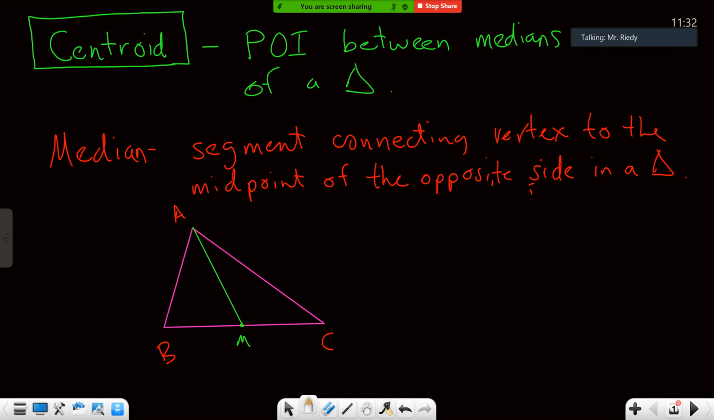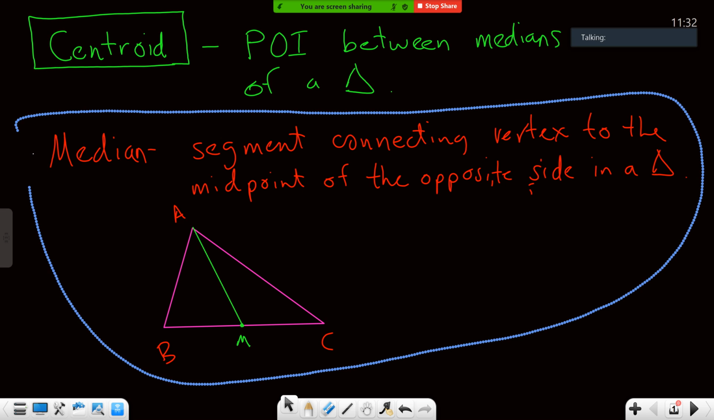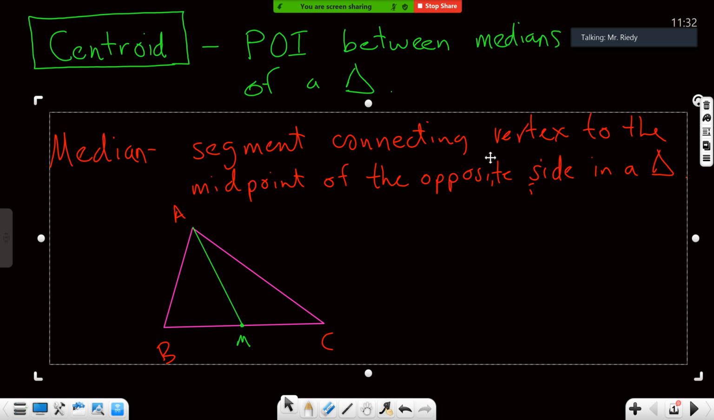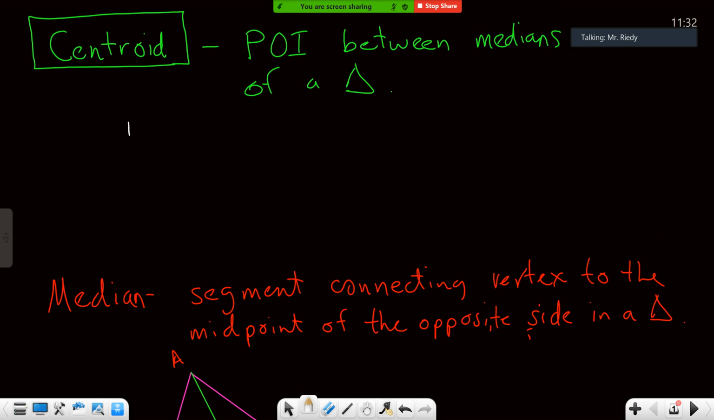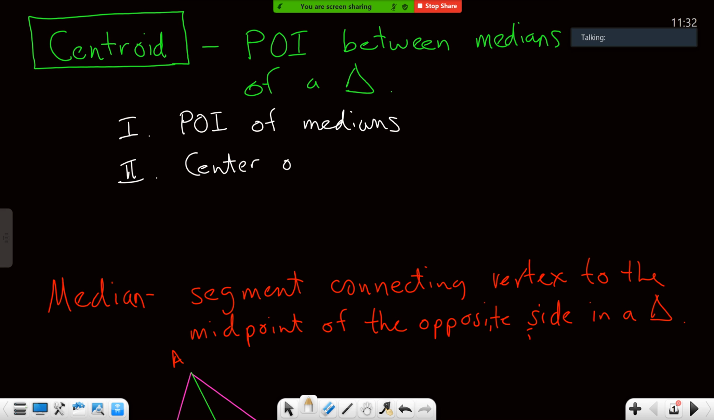Let me go back here, and I'm going to take all of this stuff and move it down a little bit, because like we did with circumcenter, I want to leave some space for the properties of the centroid. There's more, but we're going to stop after those two.